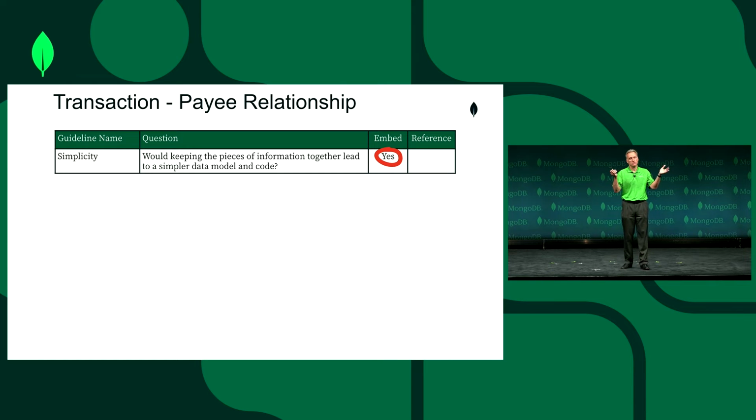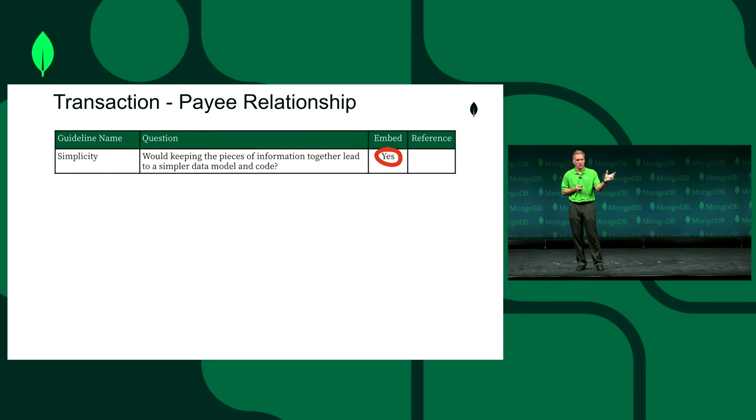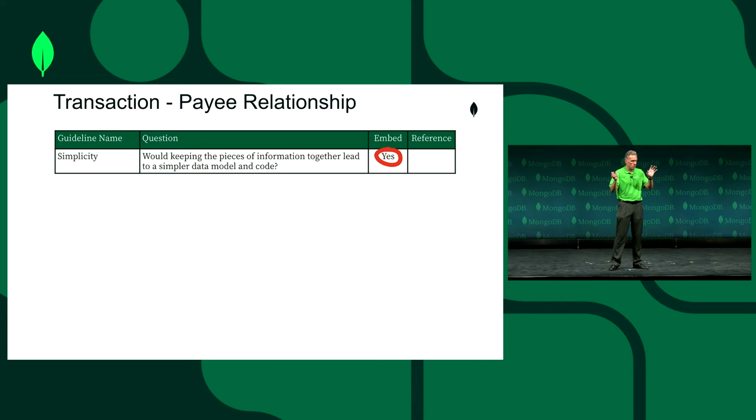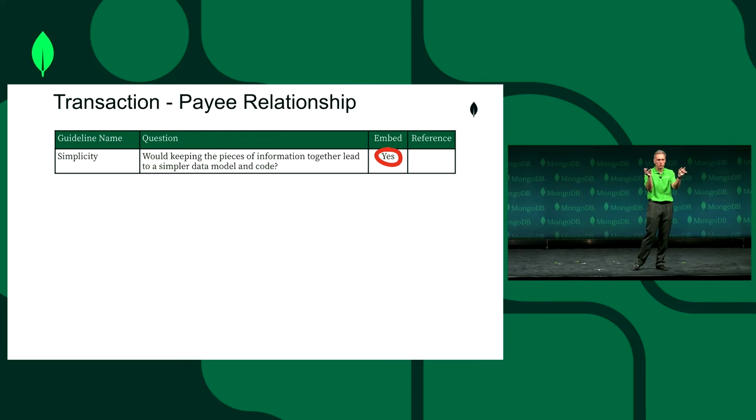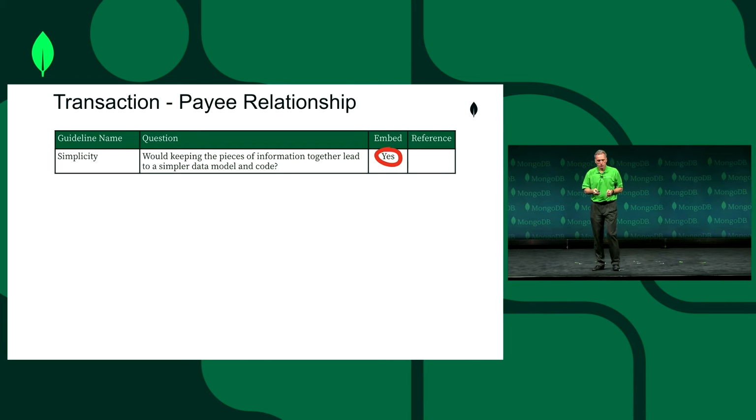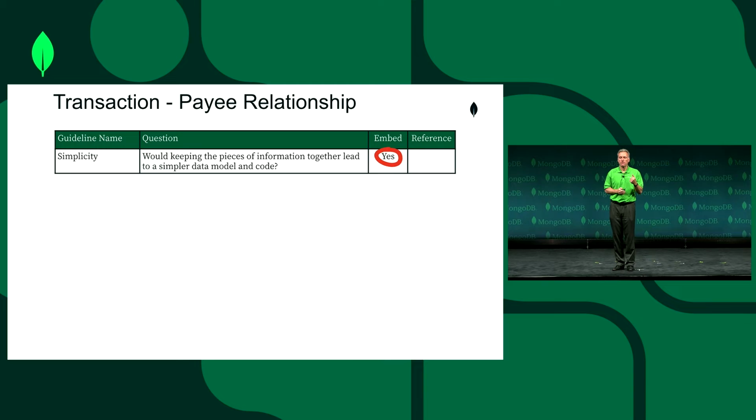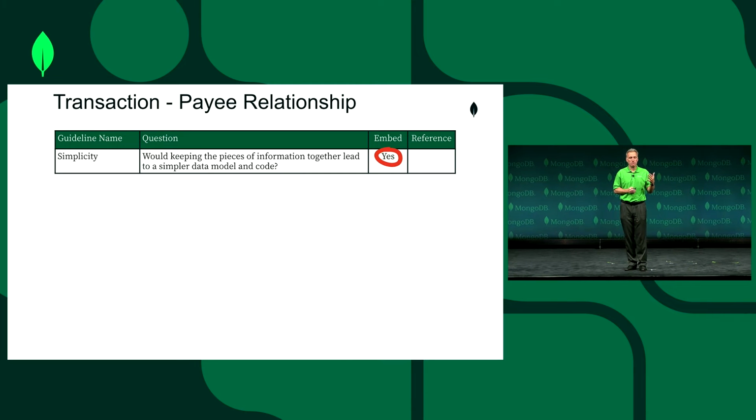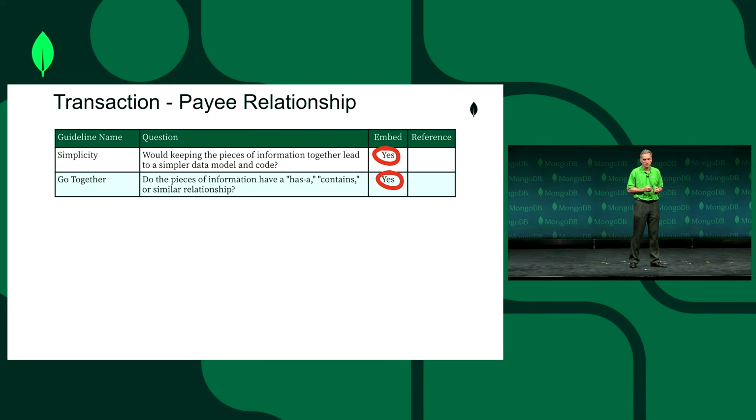Sometimes there's no, so maybe there's nothing to circle. So let's take the relationship between a transaction and a payee. I'm going to look at the relationship between two entities, but the same applies to any piece of information. A field to another field also has a relationship that is one-to-one, one-to-many, or many-to-many. So our first question here is, would keeping the piece of information together lead to a simpler data model and code? Since we don't intend to do much with the payee side of things, let's answer yes here.